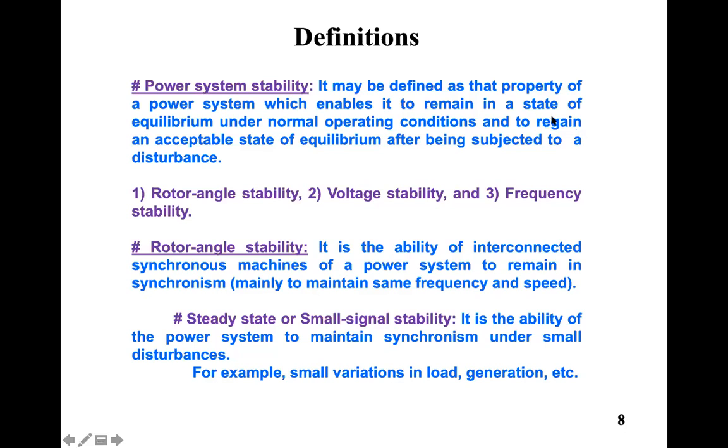That's why it says it is defined as that property of a system which enables it to remain in a state of equilibrium. How will it remain? With the help of those controllers under normal operating condition, and to regain an acceptable state of equilibrium after being subjected to a disturbance. In this case, disturbance means the major fault, 3LG fault or three line to ground fault or double line to ground fault. Disturbance is not small things. And if the system comes back to an acceptable state, then you will say the system is stable. And that is the definition of power system stability.